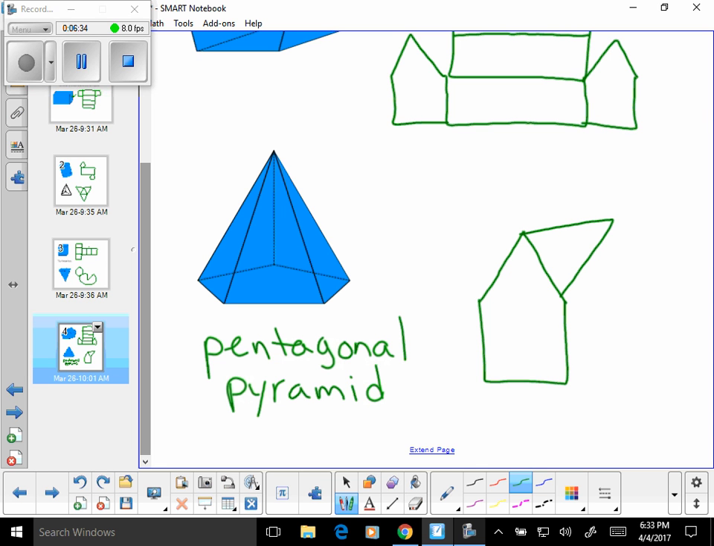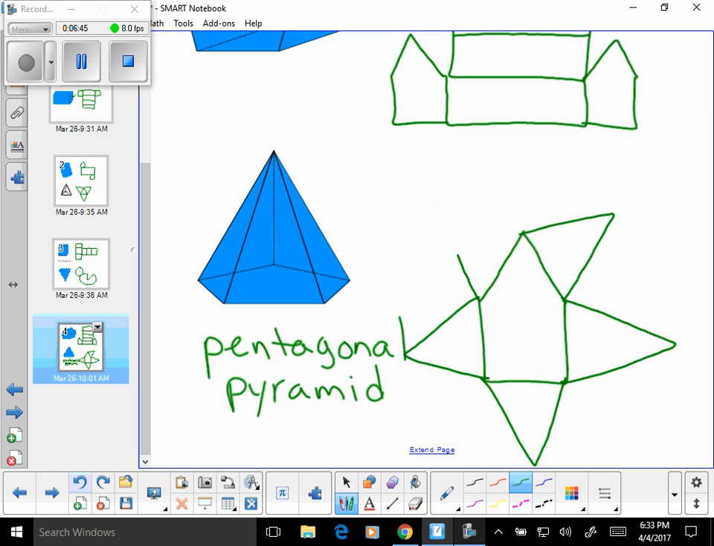That didn't work too well. Let me try that one over again. There we go. And it sort of looks like a star pattern. This is one of the ways in which we can draw a pentagonal pyramid.